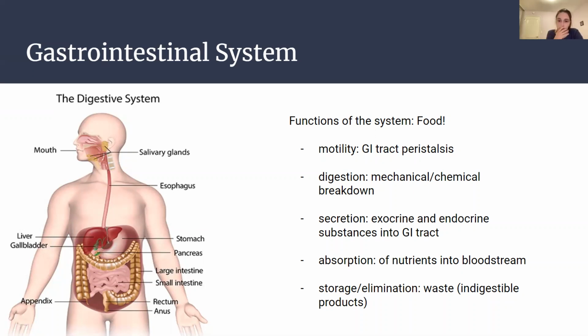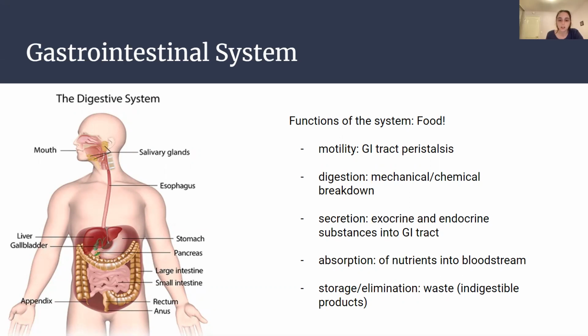Secretion could be a little confusing. It was confusing for me when I was taking the course, but it refers to any type of exocrine or endocrine substances that are released from various organs. They're released into the GI tract to aid in digestion. And we're going to dive into that further when we go over the specific organs.